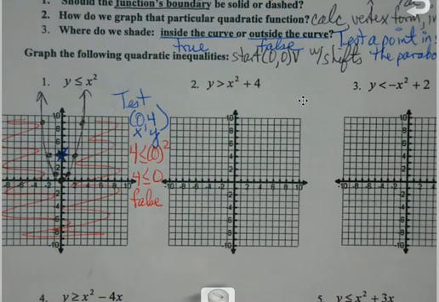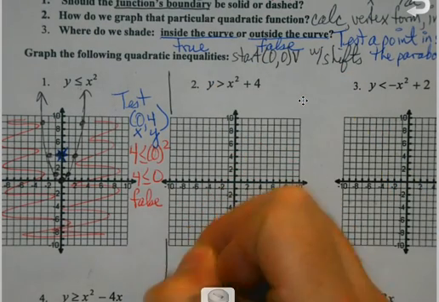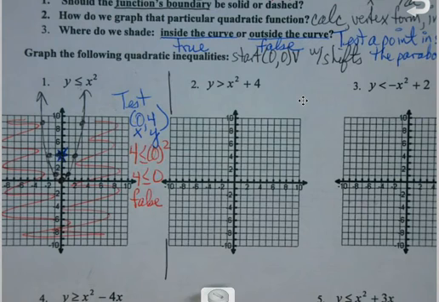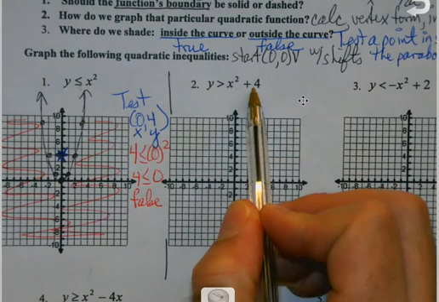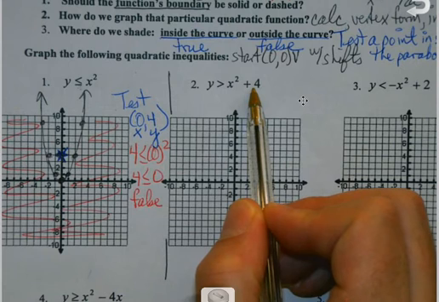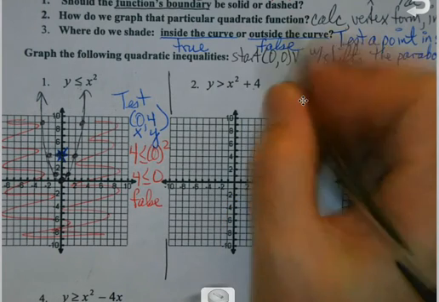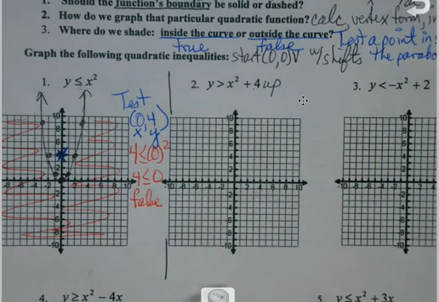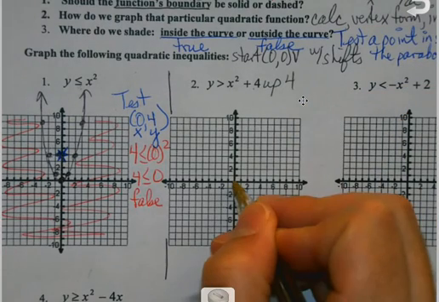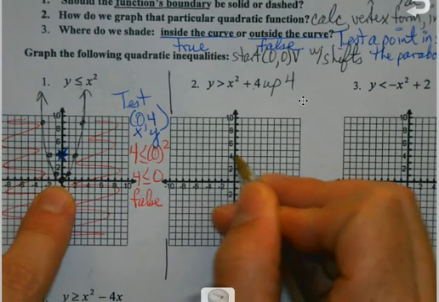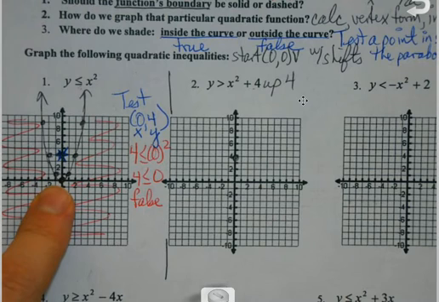Okay, so false will be outside, true will be inside. And that's it. Okay, I look at the next one. The only difference is this plus 4. Now that's a shift. What direction am I going for? Up. If there were parentheses, the number inside would be left, right. But this is going to be up, so up 4. So I started at 0, 0 before. I'm going to start up 4 from there.